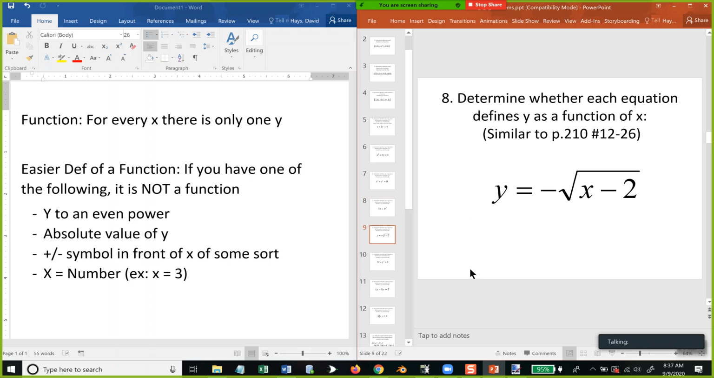Some people get this one wrong. This would be a function. This minus here, again, has nothing to do with that plus or minus symbol. So this doesn't have any bad items. Doesn't have y to an even power, doesn't have the absolute value of y, no plus or minus symbol in front of x of some sort, no x equals a number. So the answer here is yes, it's a function.